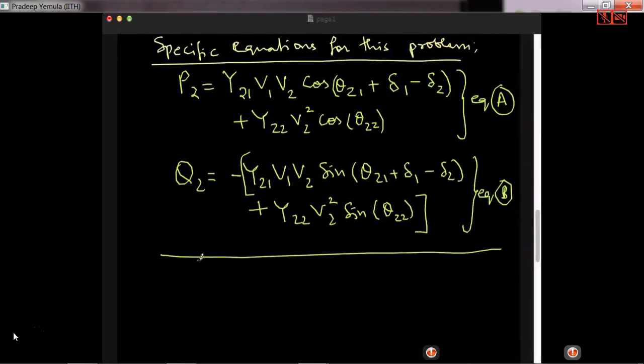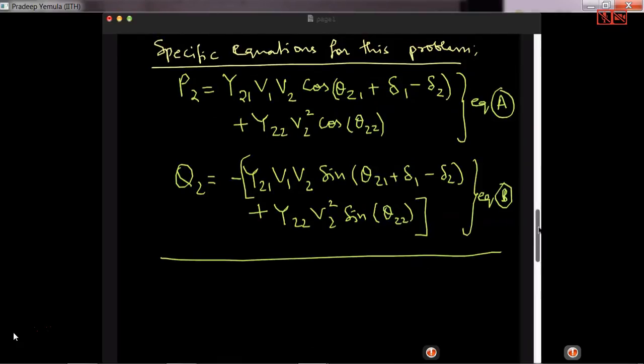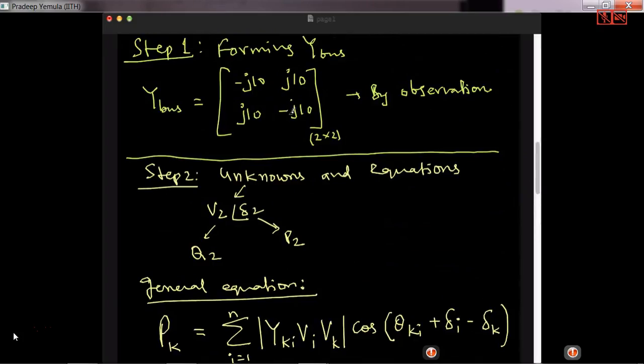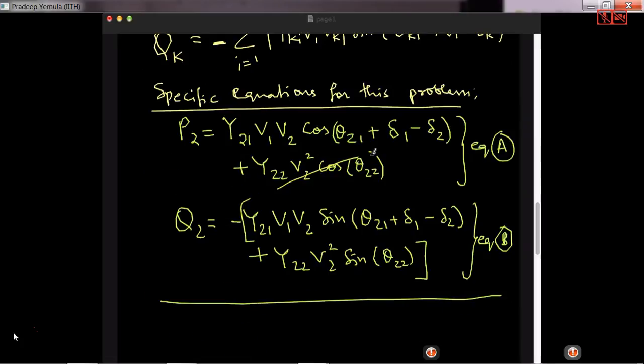So I have this now. One thing you should notice is this cos of theta 22. If you look here, theta 22 is this one. So minus j means minus 90 degrees, and cos of minus 90 degrees will be zero. Similarly, this sine will become, I think, minus 1. So we'll just substitute and try to solve it soon. Meanwhile, let's continue.